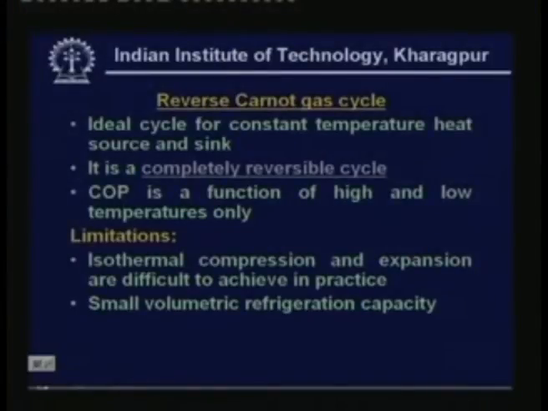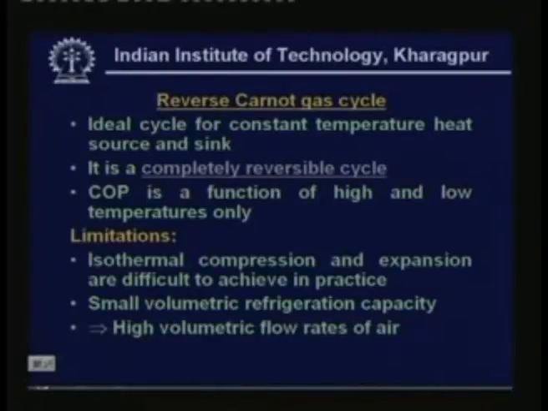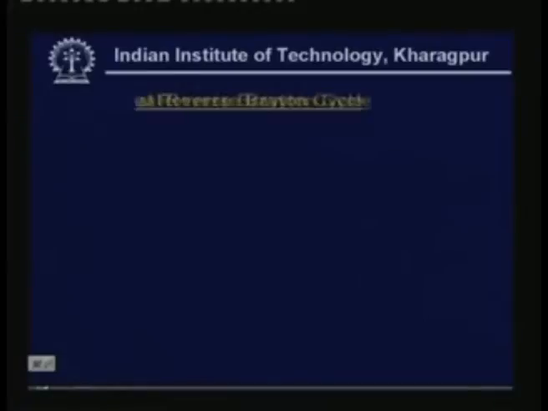The second limitation is that the Carnot gas cycle offers very small volumetric refrigeration capacity. As a result, the amount of air that has to be handled by the system will be very, very large. So this is another practical limitation, and you really do not find any reverse Carnot cycle working in practice. Now let us look at a cycle which is actually found in practice, which can be built. It has high volumetric flow rates. Such a cycle is known as the reverse Brayton cycle.